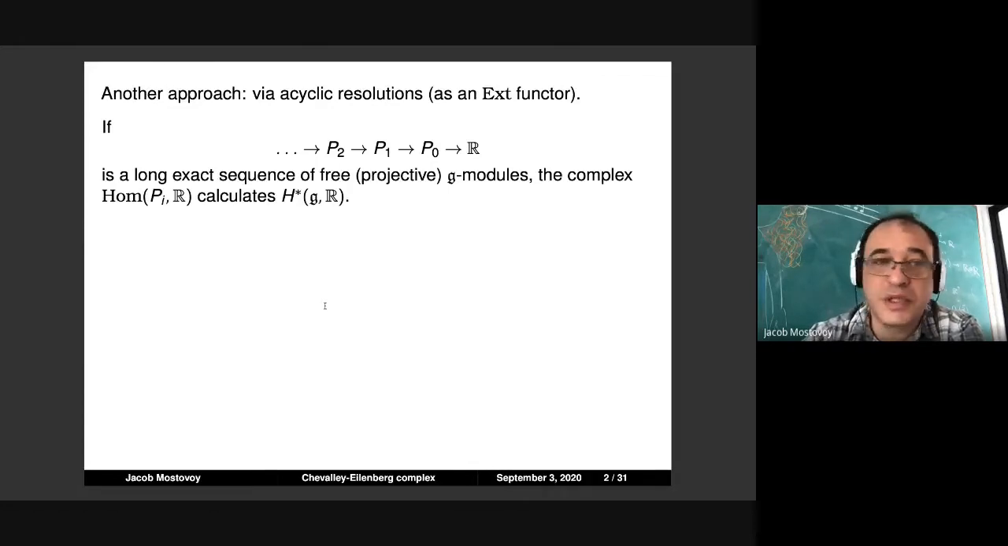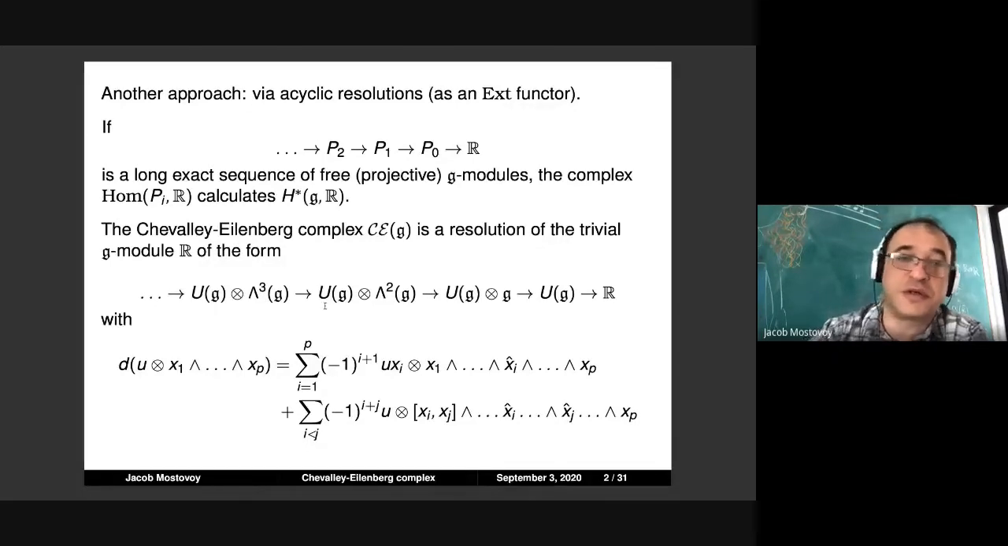So another approach to cohomology is via derived functors. So we can take an acyclic resolution of the trivial G module by free G modules, and then, well, taking the hom from this resolution, we get a cochain complex, which calculates the cohomology. So the question is how to get the resolution, and the Chevalley-Eilenberg complex is a certain particular type of this resolution.